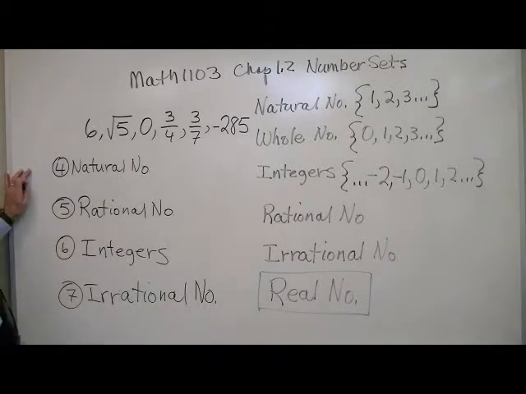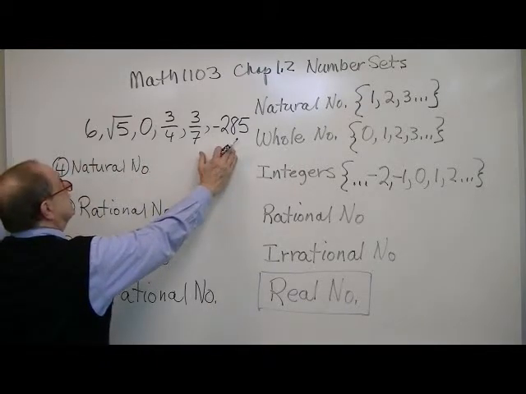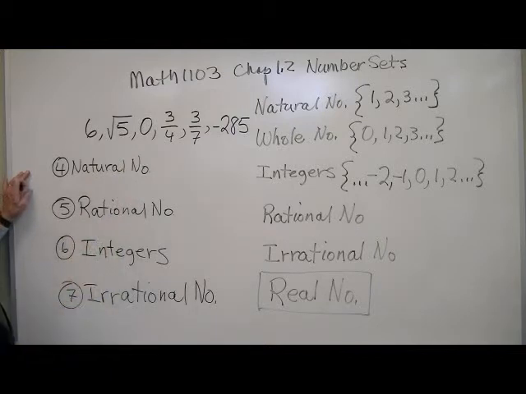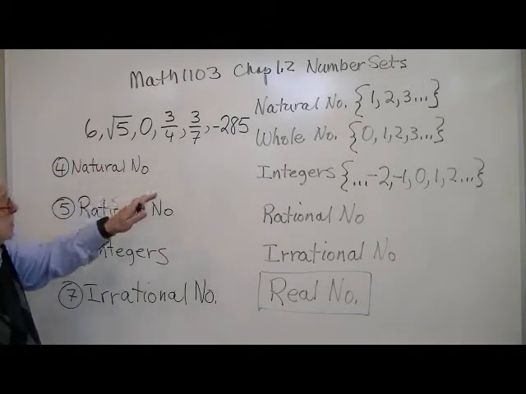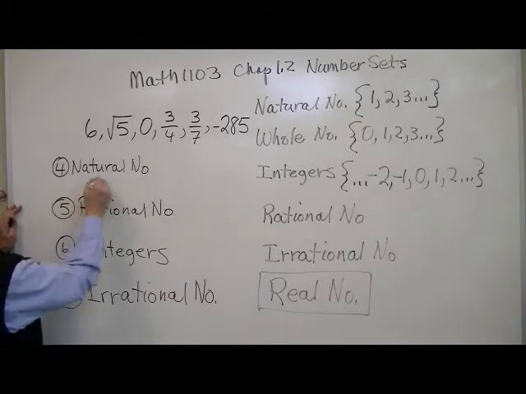So in this next part, what we're looking at is a series of numbers that we want to list in the various categories. So of these numbers, which are natural numbers? Take a moment, and it would be 6.